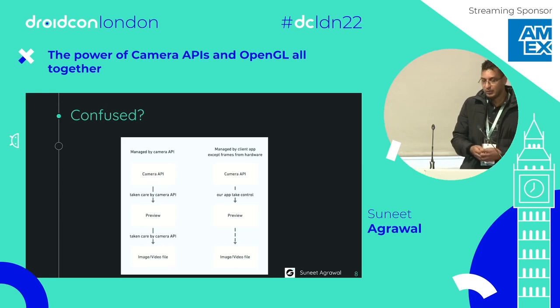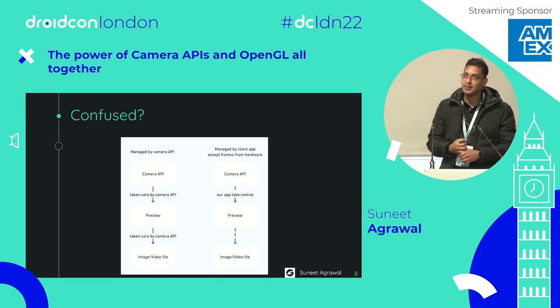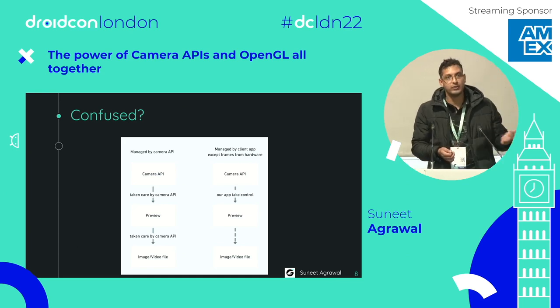Okay, so look at the left side process. On the left side, from our application we just triggered an intent, and the application, mostly the default camera application, is going to catch that. It's going to click a picture for you. I'll first show you the preview.